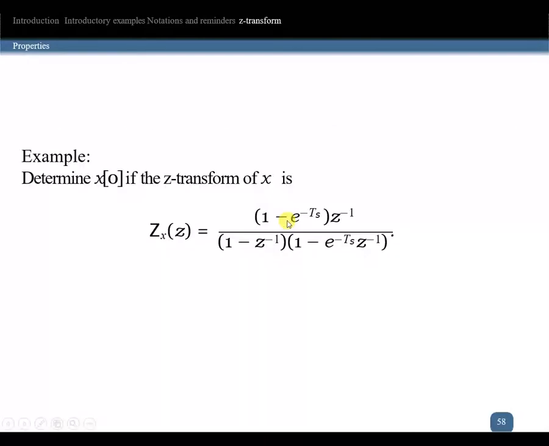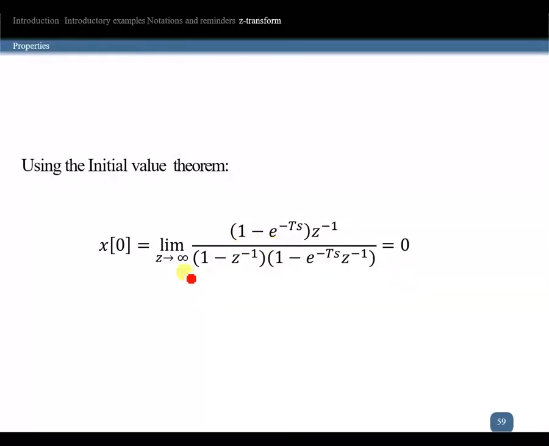Now we take one example. They ask us to determine x[0], that means the initial value of the signal, from the Z transform of this. It's easy. You take the limit of this signal as z goes to infinity, and obviously if z goes to infinity, 1 divided by z, because of z minus 1, that is 1 divided by infinity, will be 0. Here it will be 0. 0 multiplied by anything will be 0.